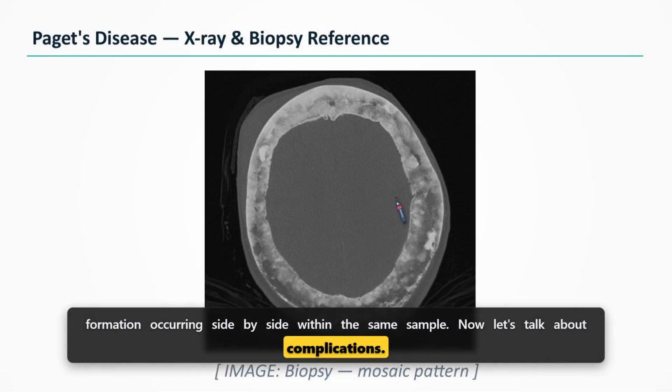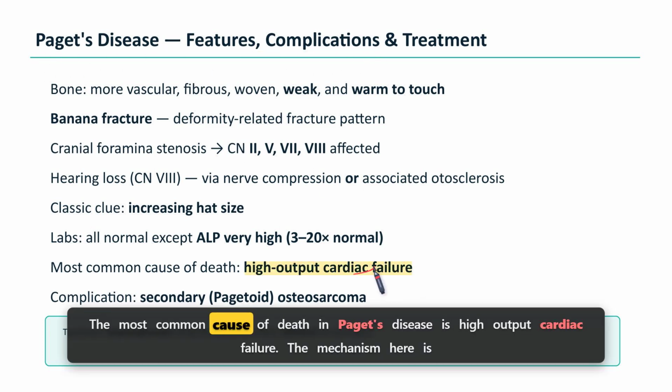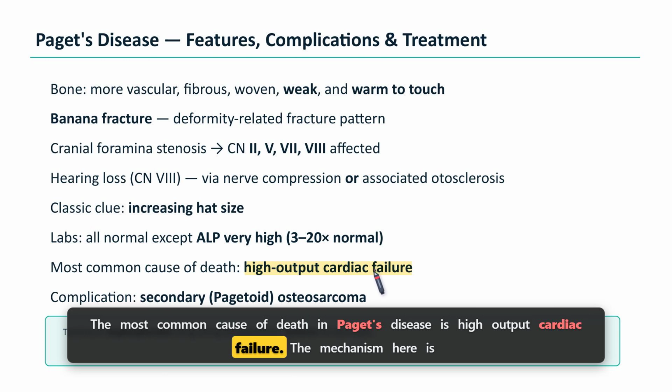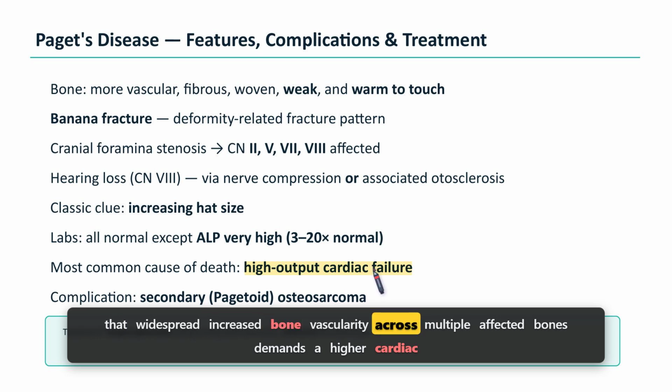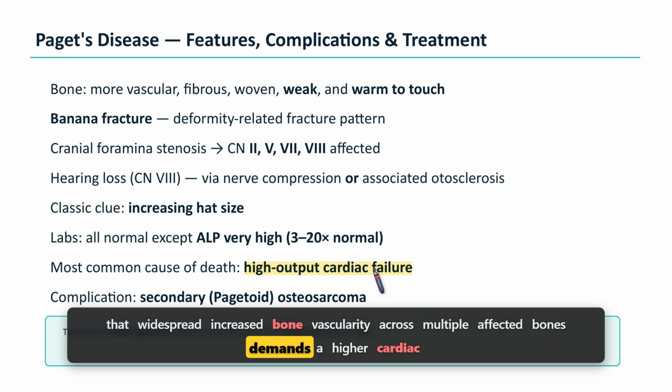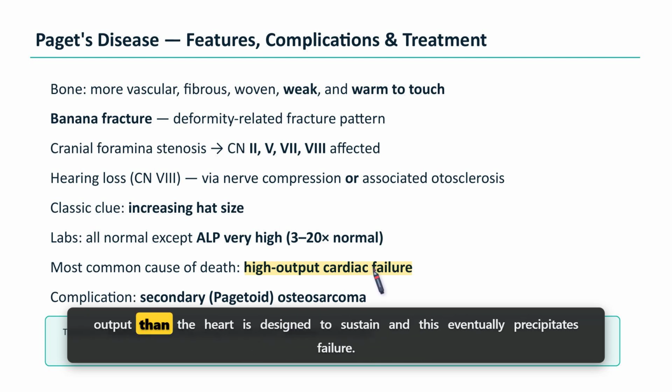Now let's talk about complications. The most common cause of death in Paget's disease is high-output cardiac failure. The mechanism here is that widespread increased bone vascularity across multiple affected bones demands a higher cardiac output than the heart is designed to sustain, and this eventually precipitates failure.